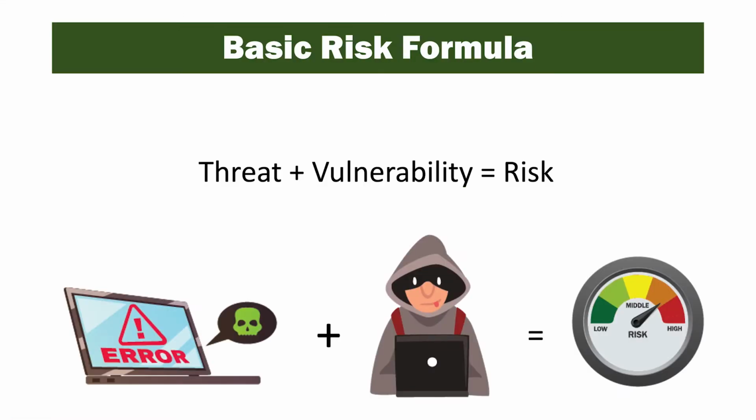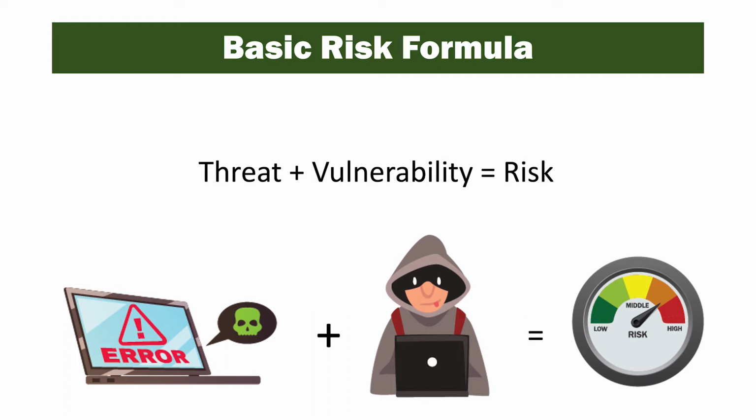So the basic formula for risk is this: a threat plus a vulnerability equals a risk. So without either of the threat or the vulnerability, a risk can't exist. But we continue to monitor threats and vulnerabilities to determine if this combination exists and if there's risks we need to worry about, mitigate, and correct.